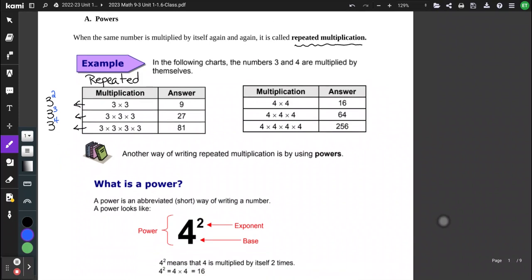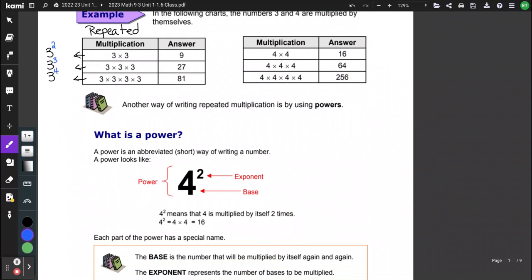All right, moving down, it says another way of writing repeated multiplication is by using powers, which is what we showed right up here. The big number is called your base number. That's the number that gets repeated all the time. The little baby number is called the exponent, and it always has to sit on the top right. He'll never be on the left. He'll always be on the top right. The whole thing all together is called the power.